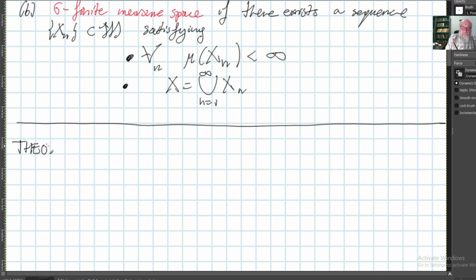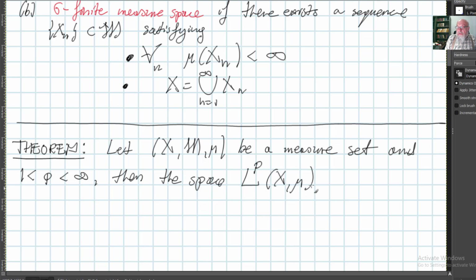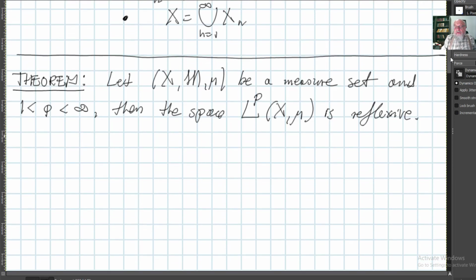Let's start with the theorem. Let (X, M, mu) be a measure space, and assume that 1 is smaller than p smaller than infinity. Then the space L^p(X, mu) is reflexive. Very good. So that's the statement, and let's prove it quickly.